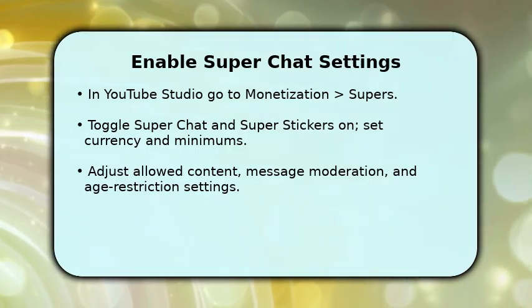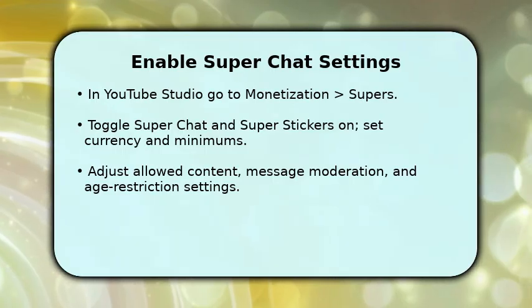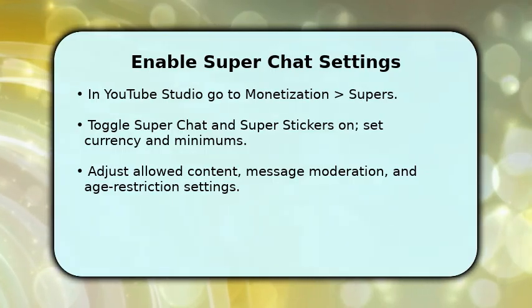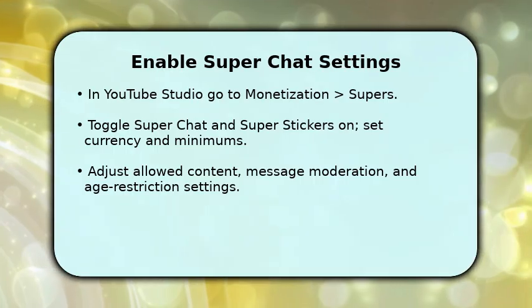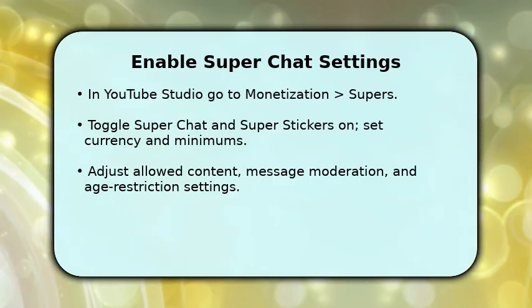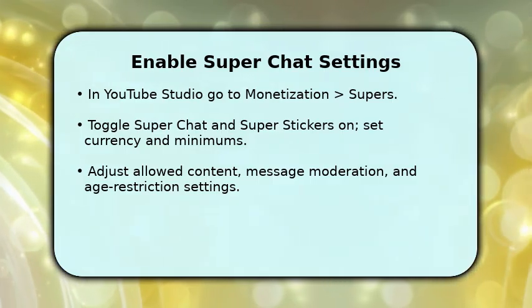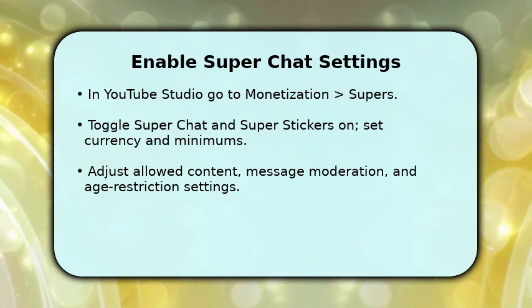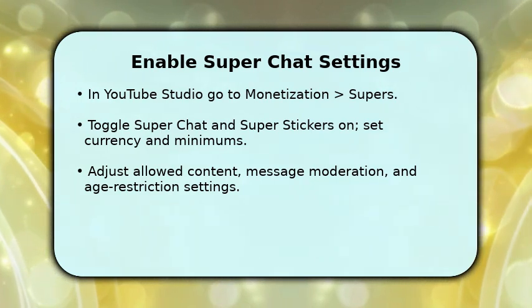Make sure to configure moderation: specify blocked words, enable message review, and set the threshold for highlighted messages. Also, check age restriction because Super Chat requires applicable content settings. After saving, confirm live stream defaults include Super Chat, so it automatically appears when you go live.